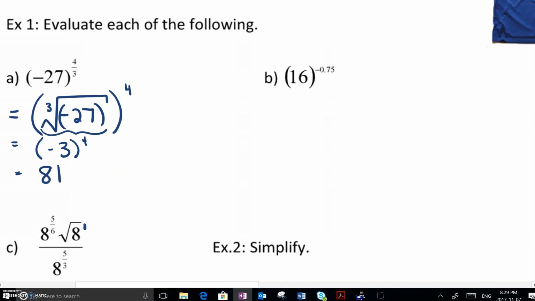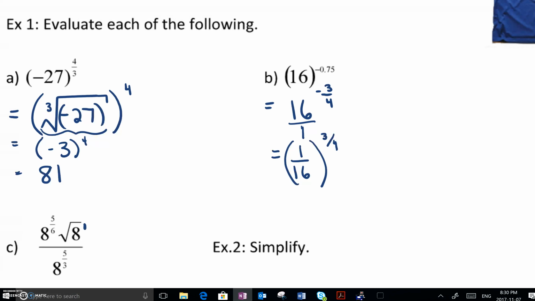Moving on to question B, we haven't done a question that deals with decimals, but we can convert that decimal into a fraction. So negative 0.75 is actually negative 3 over 4. Since it creates a negative exponent, negative exponents make you create fractions. So we're going to create that fraction, and we're going to do the reciprocal of 16 over 1, which is 1 over 16, and then we're going to make the exponent positive.